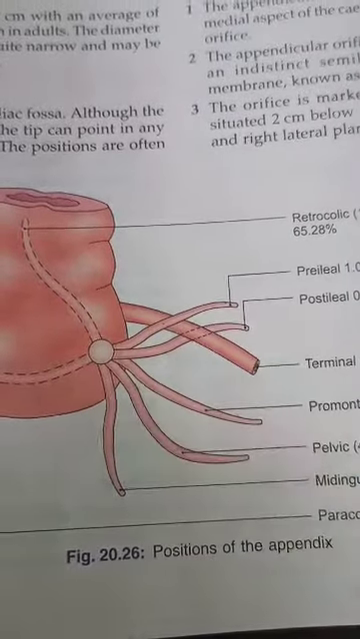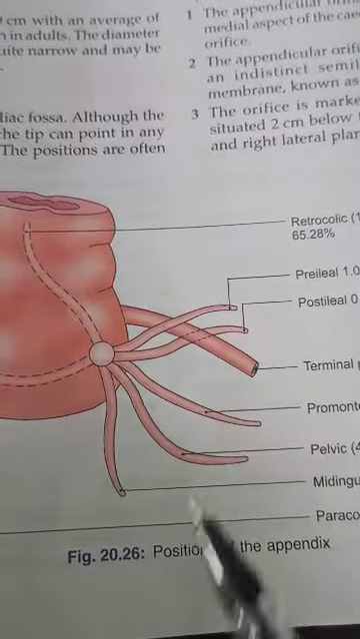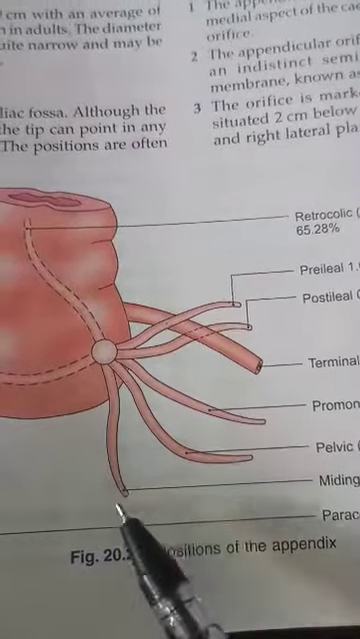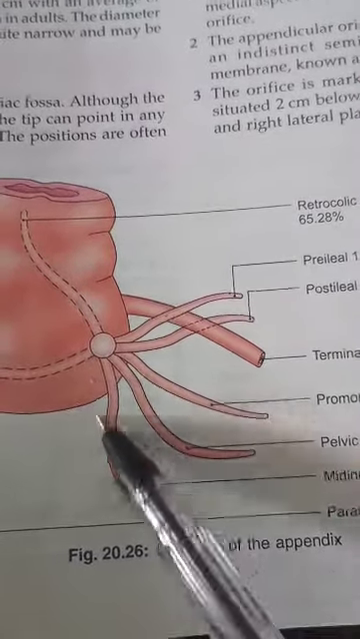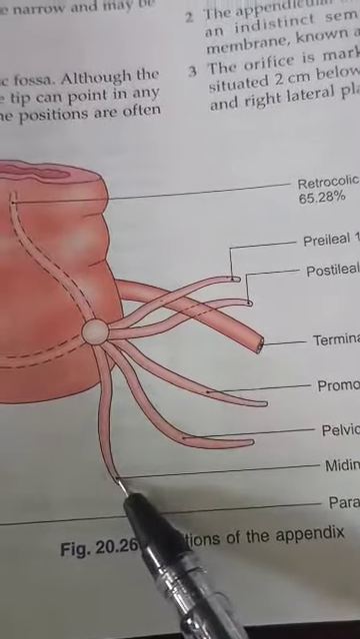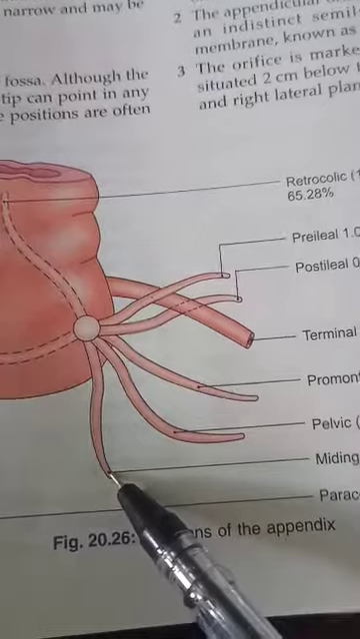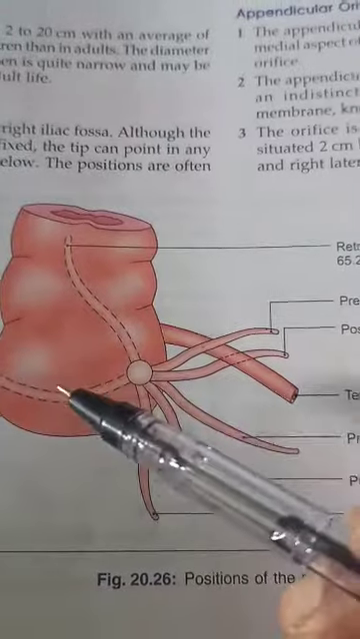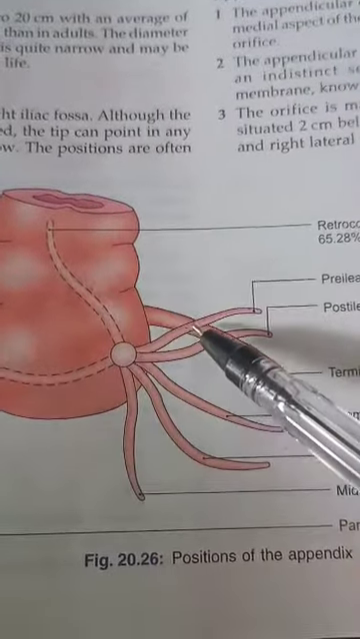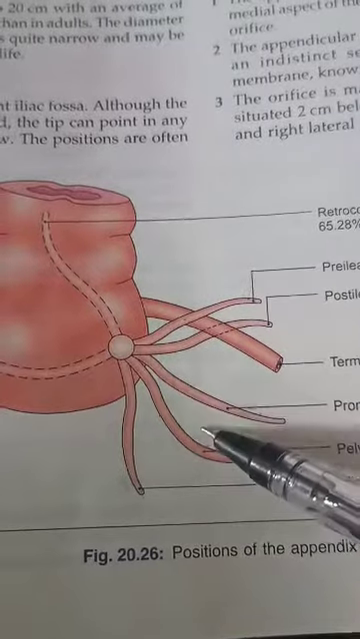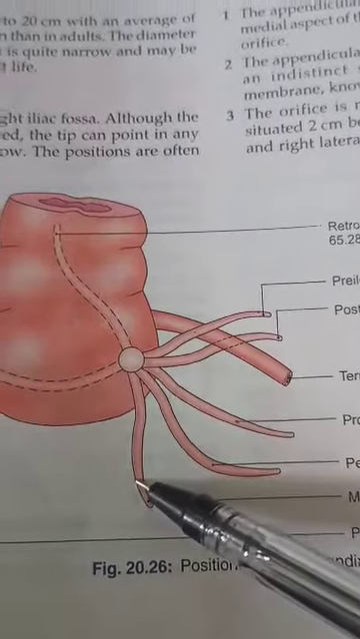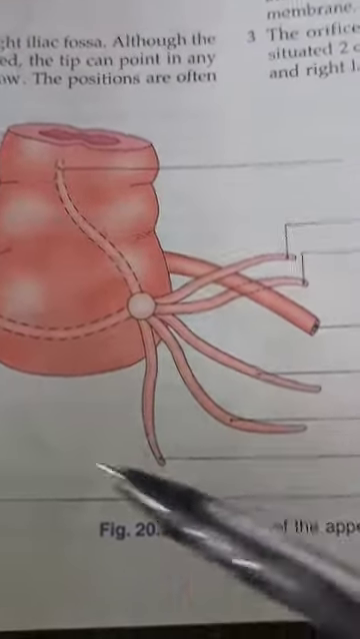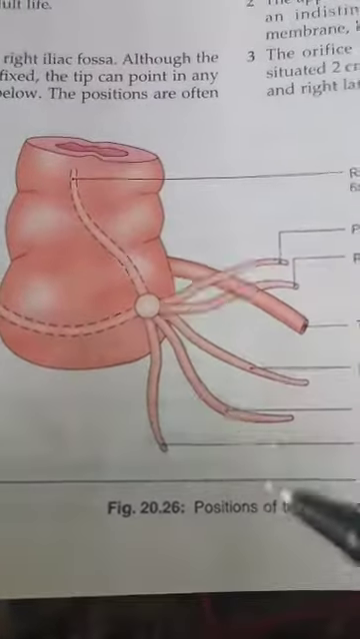So this one, 6 o'clock position, pointing downward towards the inguinal region. Okay, so this is known as mid-inguinal position or 6 o'clock position. So these are the various positions of the tip of the appendix. You can start from 11 o'clock, 12 o'clock, then 2 o'clock, 3 o'clock, 4 o'clock and 6 o'clock position. So these are the different positions of the appendix.